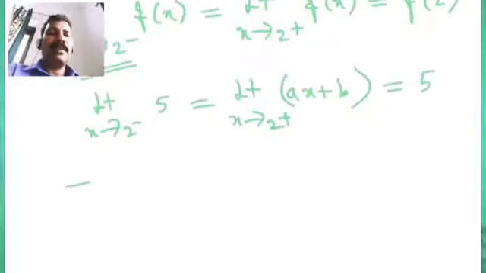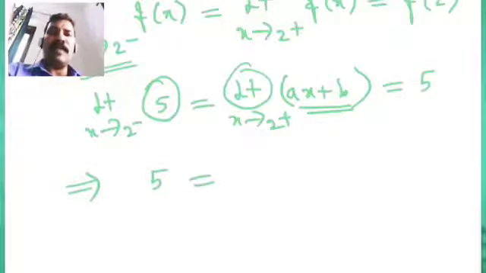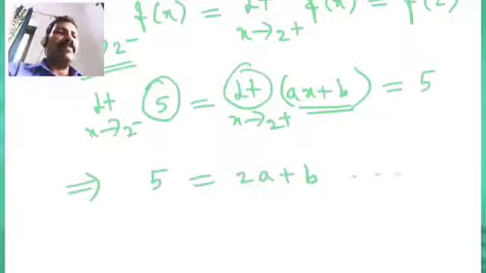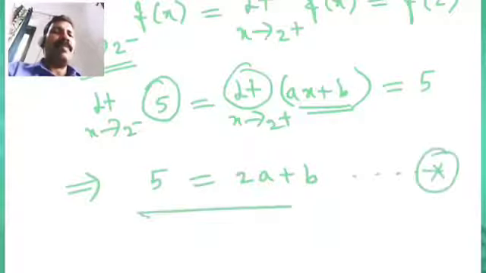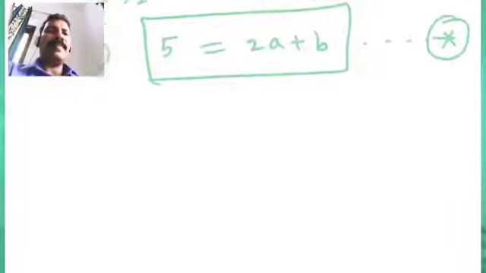The limit of a constant is that constant only, and this is a polynomial. So we have to find a limit of a polynomial. We know a polynomial is continuous, therefore direct substitution will do, that is, the value of the polynomial will be the answer. So that is 2a plus b, and again it is equal to 5. So 5 is equal to 2a plus b. So we got one equation connecting a and b.